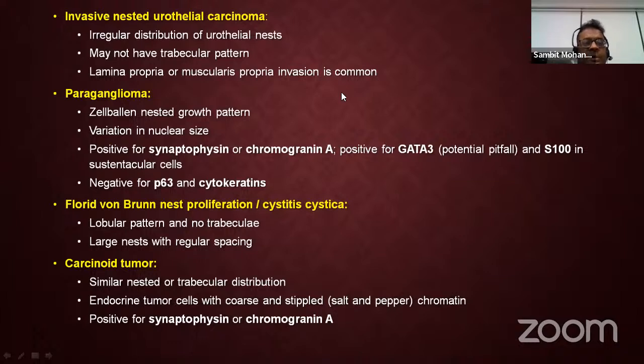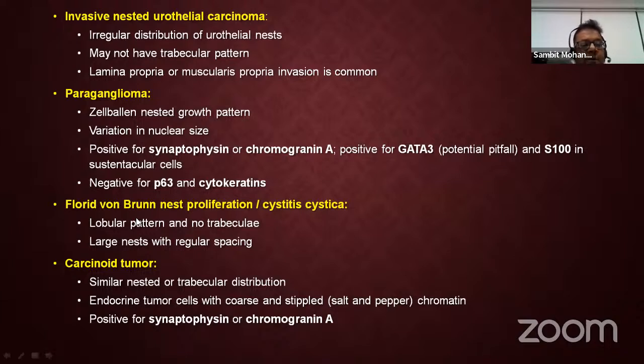You have irregular distribution. In paraganglioma, what you see is rounded nests of cells, but the paraganglioma will show more variation in the nuclear size, and in case of doubt, you do your stains, like synaptophysin, chromogranin, and paraganglioma is also positive for GATA3 and ISL1.